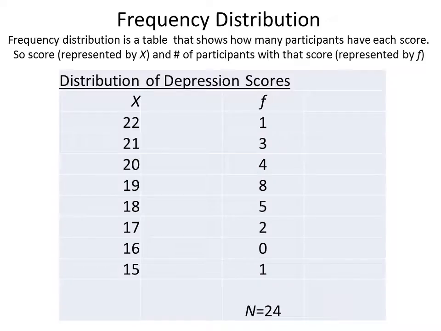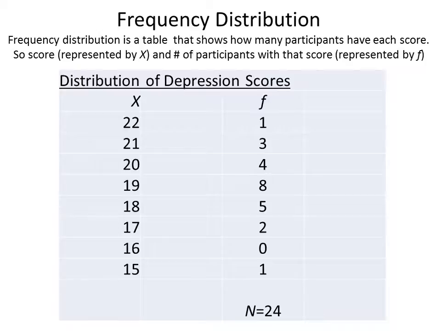So the shape of a distribution of a set of scores can be seen by examining what we call a frequency distribution, which is a table that shows how many participants have each score. Considering a frequency distribution, as you see below, the frequency, the lowercase italicized f, which is the number of participants, and the score, which is represented by X, is shown.